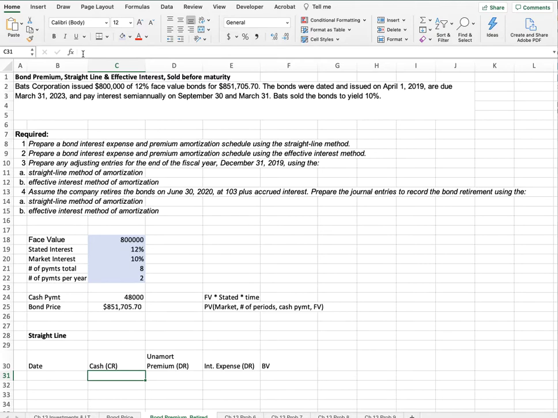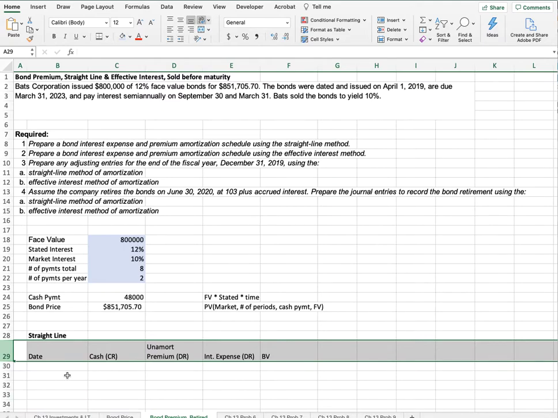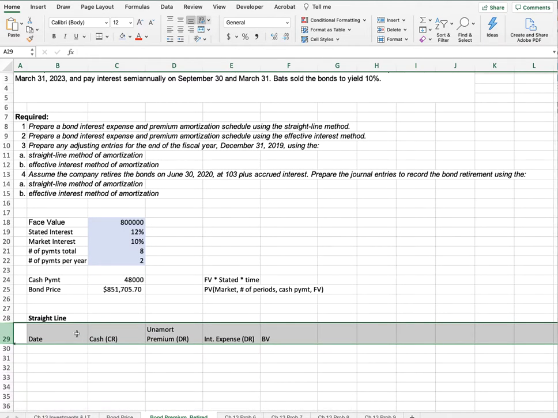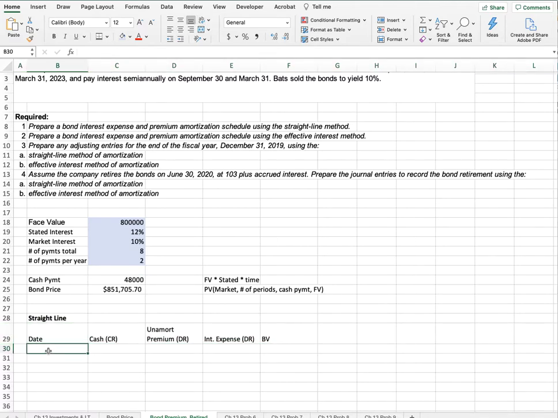So we're now going to look at a straight line amortization schedule for this bond. Remember that straight line means it's going to be the same for every single period, so we're just going to divide that premium equally the whole time. It's very simple. We'll start out with 4/1/2019. Our book value of the bonds is equal to this $851,705.70.